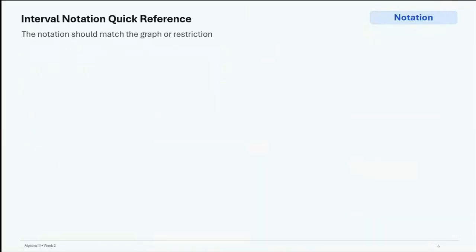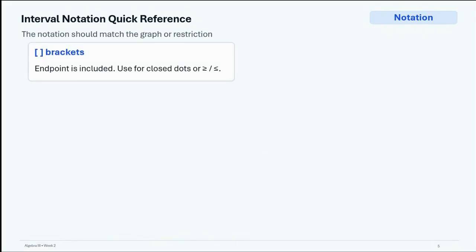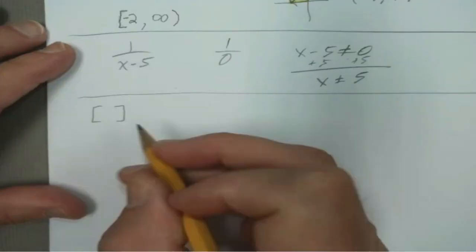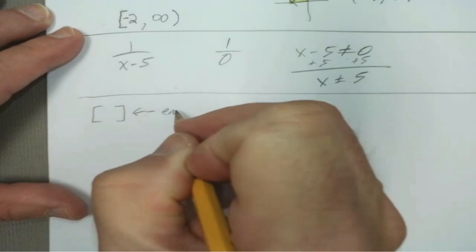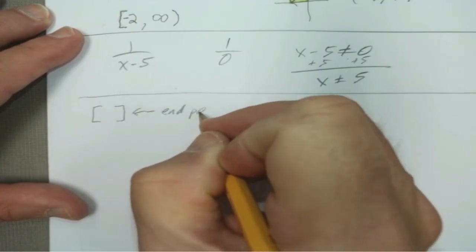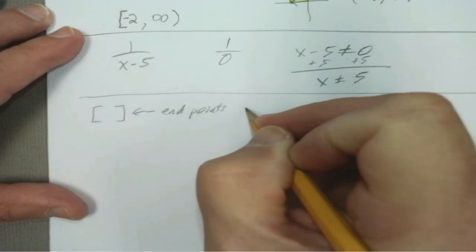So let's talk about interval notation. Quick reference here. So the notation should match the graph or the restriction, whatever it is. So brackets, the end point is included. In fact, I'm going to write this in our notes because this is good information. If we have forgotten this, let's talk about brackets. So the end point is included. So we use brackets when end points are included.